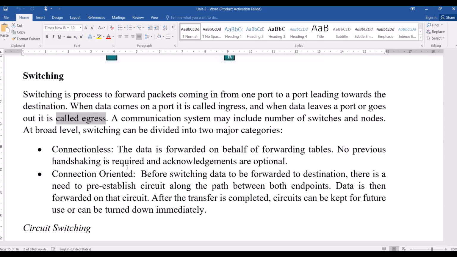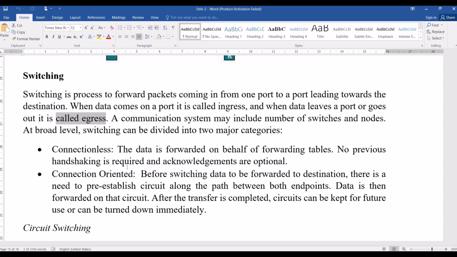What is connectionless? Data is forwarded on the basis of forwarding tables. No previous handshaking is required and acknowledgements are optional. In a normal network switch, there are forwarding tables, and based on these the signals are forwarded. But in connectionless, there is no handshaking, which was already explained. There is no error checking or error correction or acknowledgement of whether the data is received safely or not. There is no checking mechanism in connectionless. Okay.